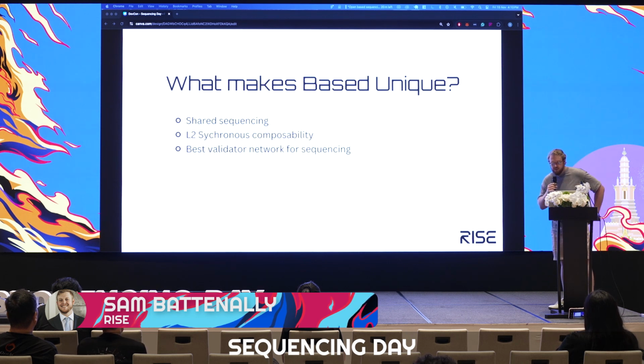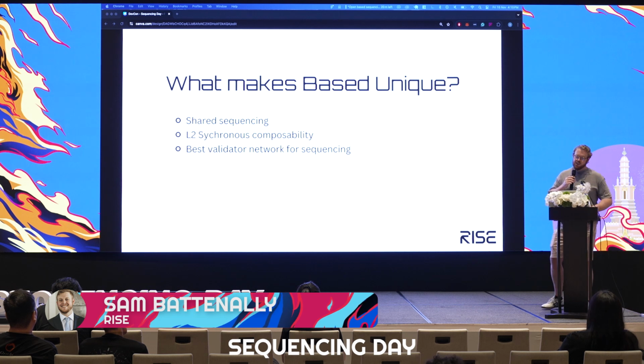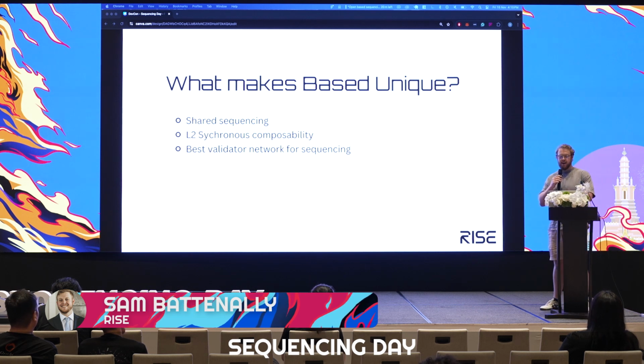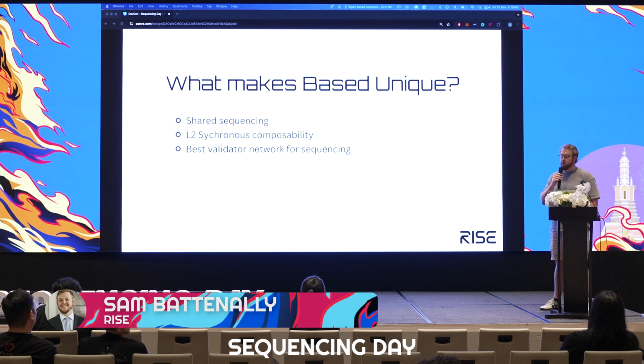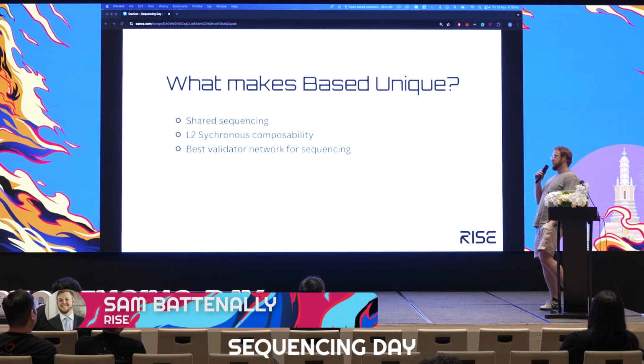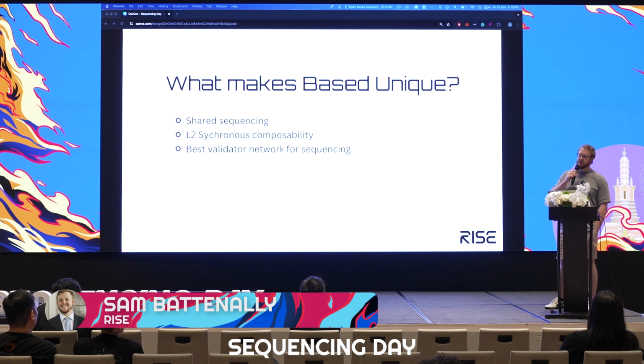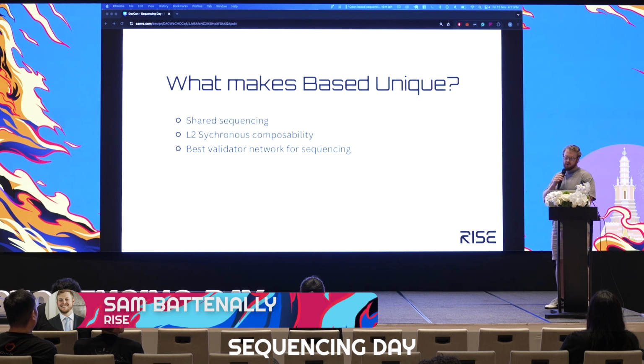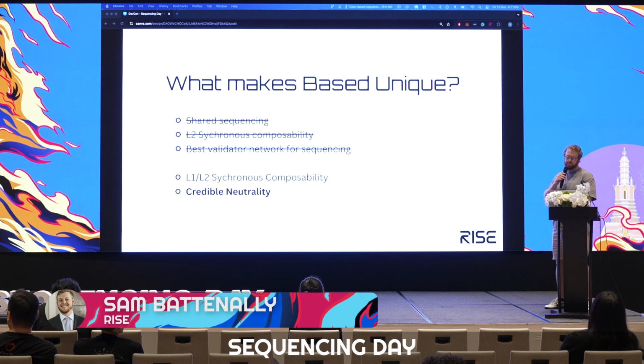What makes based sequencing unique? Is it shared sequencing? Not really. Is it L2 synchronous composability? It's cool, but you can do that with other shared sequencing. Is it the best validator network in the world for sequencing? That's also debatable. The 12-second block time is kind of a pain, and it doesn't have fast finality, which other sequencers do. So I wouldn't consider any of those qualities to really be a USP for based sequencing.